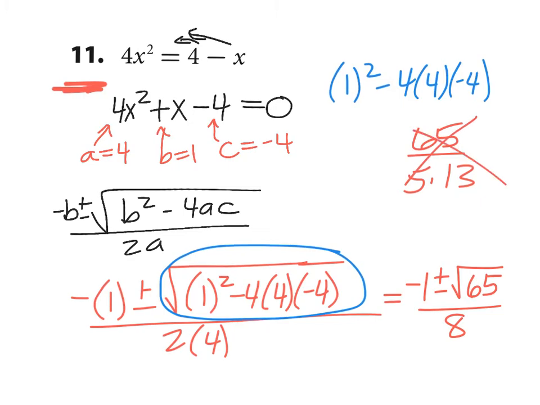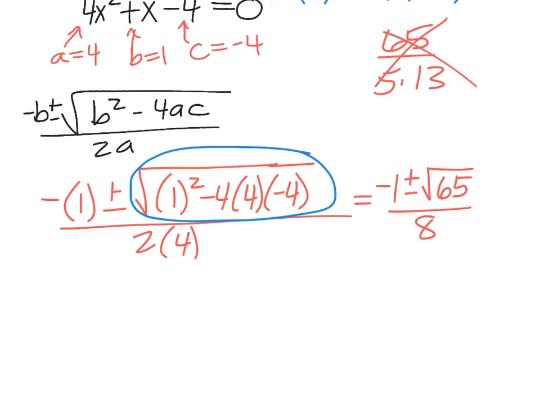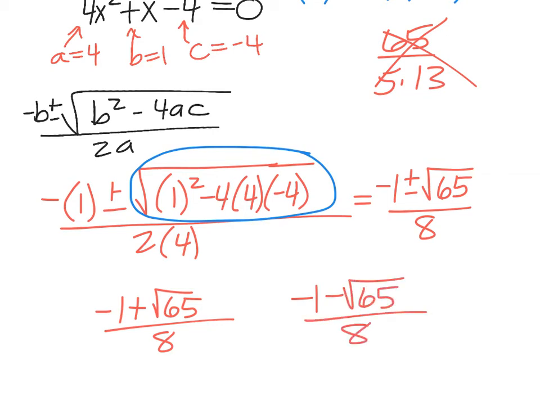So what are my two solutions? Okay, you're just going to write them down independently. -1 plus square root of 65 all over 8. And then -1 minus square root of 65 all over 8. Now, again, these are called exact or radical answers. Okay, exact or radical. Sorry about the bell.